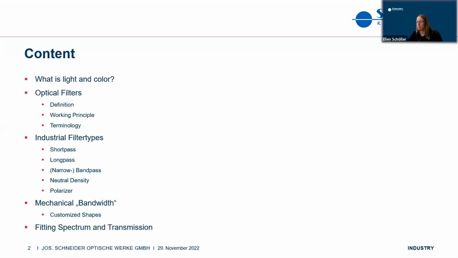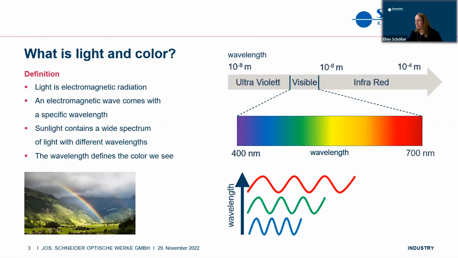And after that, we go into detail in what special filter types are available on the market. And of course, also how are they connected to the lenses or the camera? So what mechanics is around. And after that, we will have a look into what happens when I combine a light source and a filter. So this connects to the beginning, what is light, what is color. So let's start.